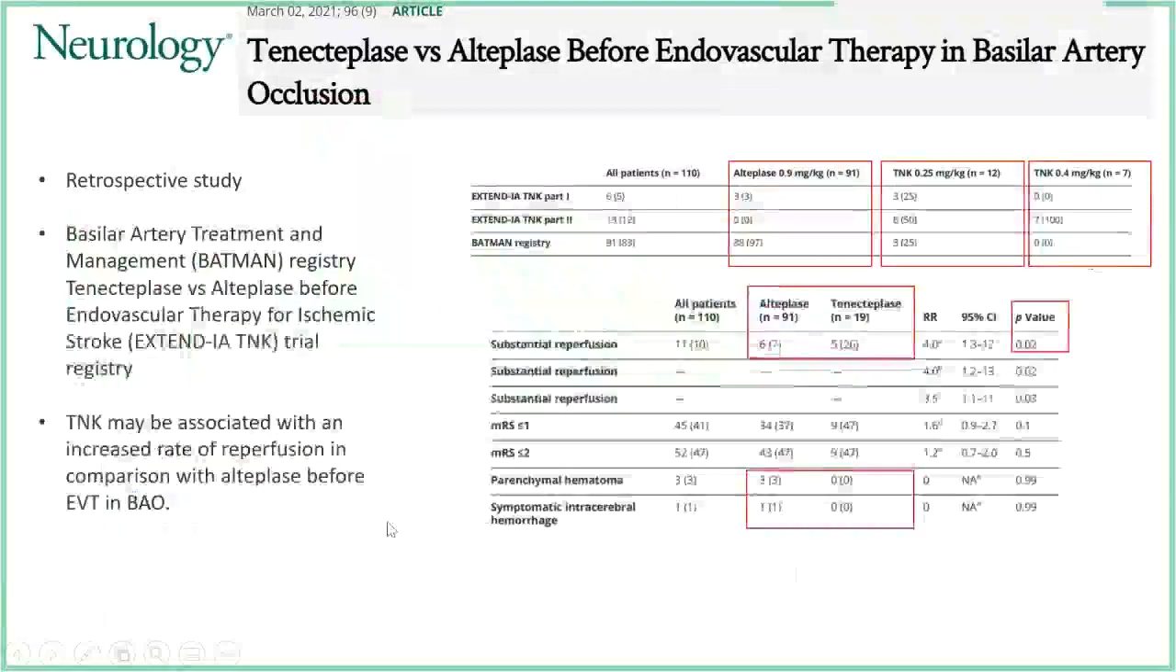Talking about Tenecteplase and basilar artery occlusion as well. Published in Neurology recently, in March 2021, is very fresh data. Basilar artery occlusion patients who received tPA and or Alteplase and Tenecteplase were pooled from the BATMAN registry and the Extend 1A trial registry. They found a substantial reperfusion of the basilar artery occlusion in the Tenecteplase group, with a significant p-value too. There were fewer hemorrhagic complications compared to the Alteplase group as well. So Tenecteplase does have its future in basilar artery occlusion as well.